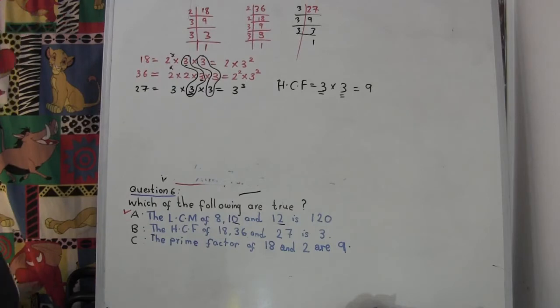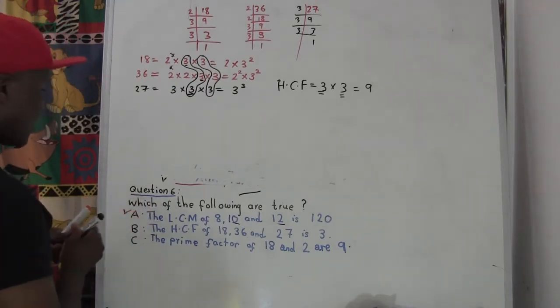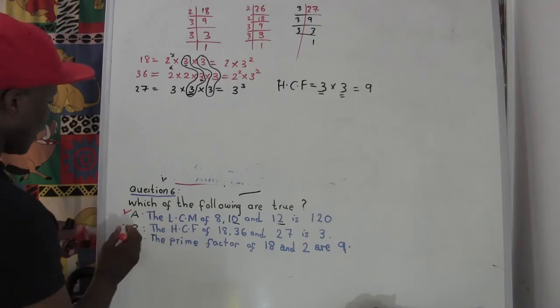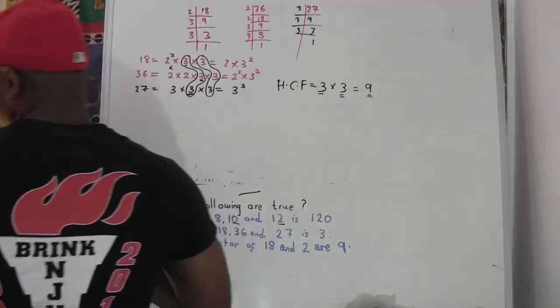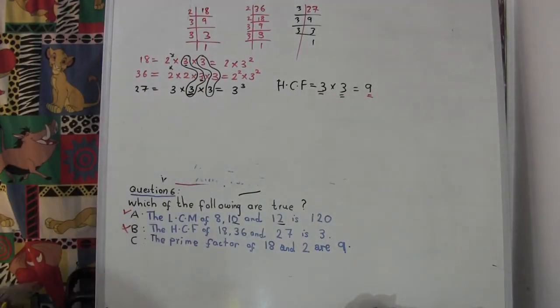Now we go for the option C. So this is not true. They say 3, which is not true. It's 9. Our highest common factor is 9. Now we go for the next question.